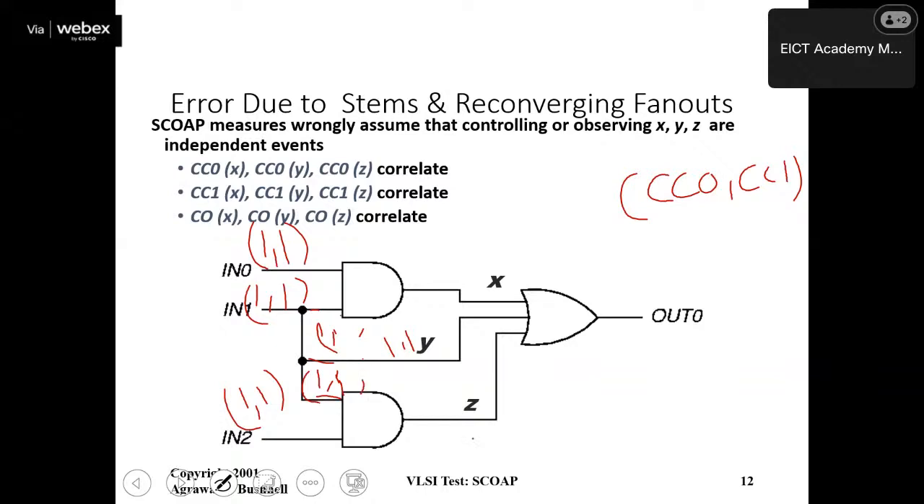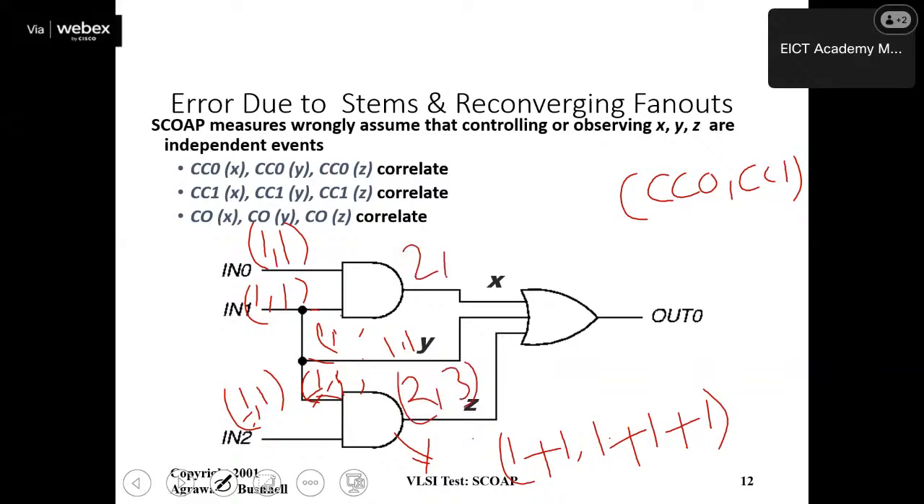This is output. CC0 of this, minimum of CC0, that is 1. CC0 of this is what? For 0, I have minimum of A and B. Minimum of CC0, that is 1 plus 1. CC1 of Z is what? CC0 of A plus CC0 of B, that is 1 plus 1, plus level change, that is 1. So this becomes 2, 3. And likewise, for this gate also, it becomes 2, 3 because same set of inputs, same set of controllabilities.